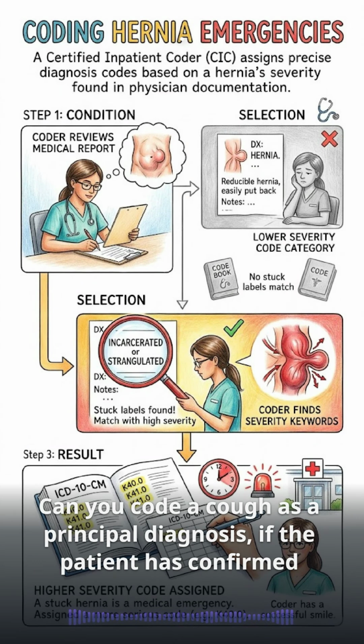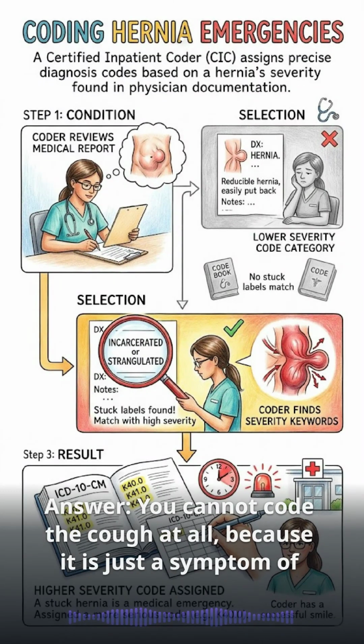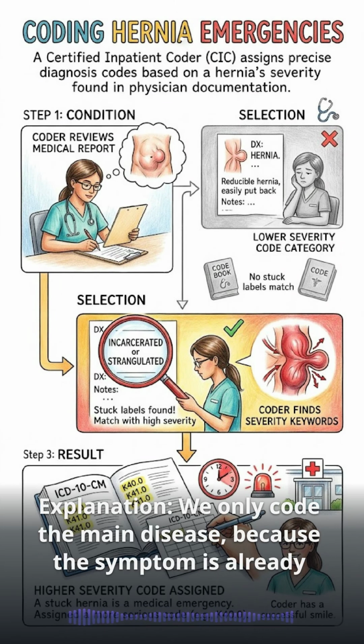42. Can you code a cough as a principal diagnosis if the patient has confirmed pneumonia? You cannot code the cough at all, because it is just a symptom of pneumonia. We only code the main disease, because the symptom is already expected with the sickness.